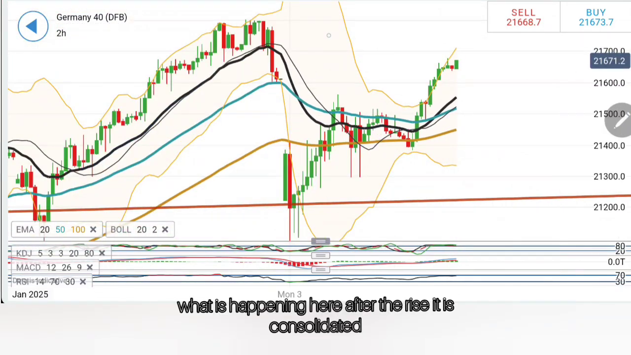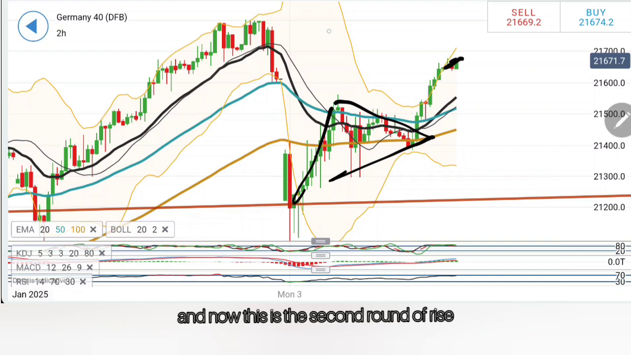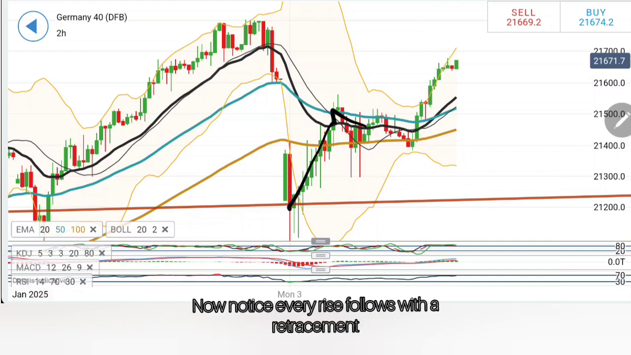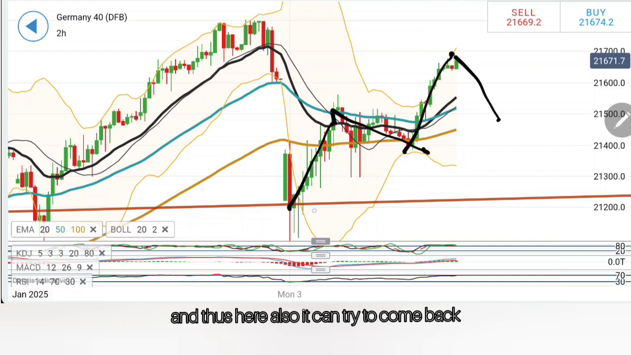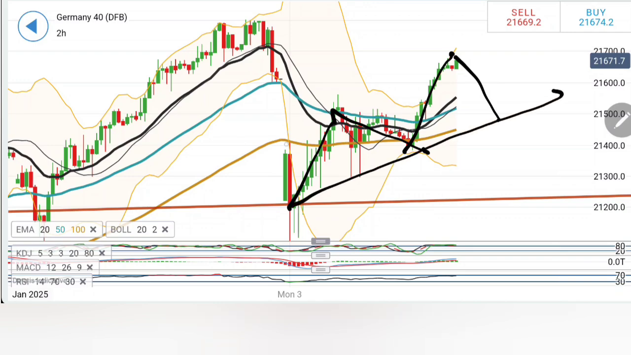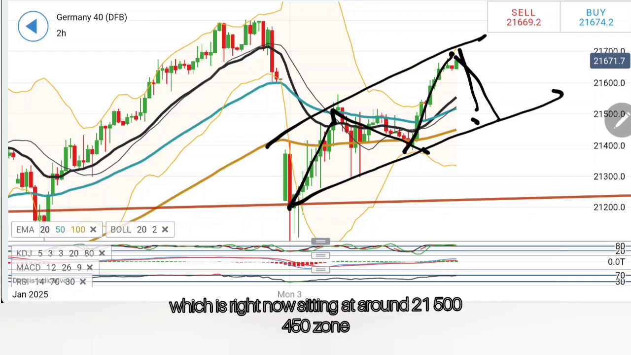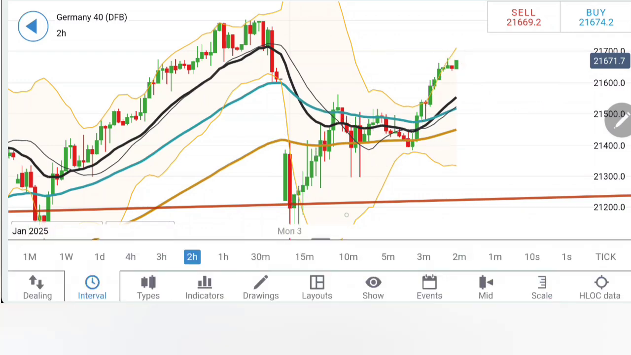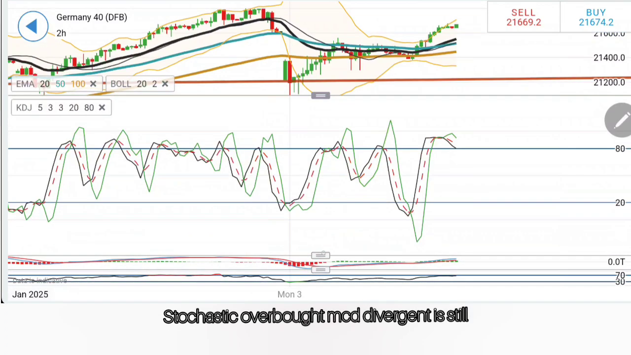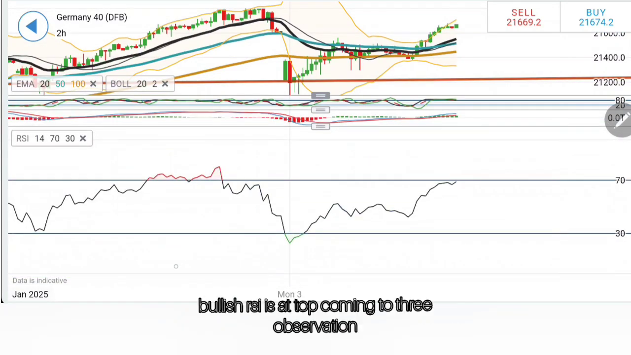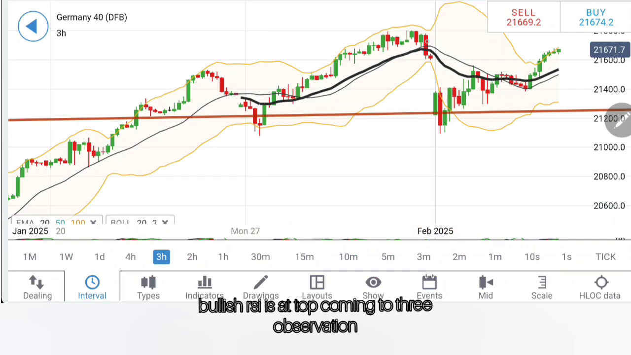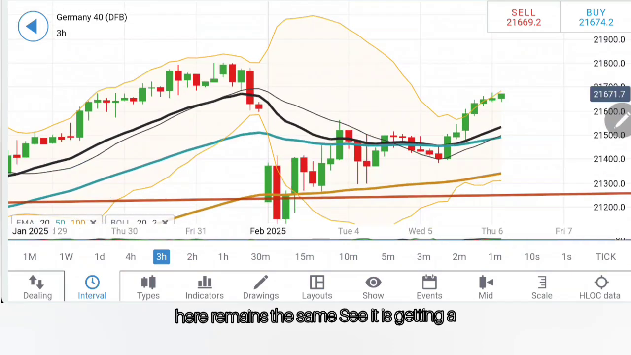Remember, what is happening here is after the rise, it consolidated, and now this is the second round of rise. Now notice every rise is followed by a retracement, and thus here also it can try to come back towards the bottom of this channel, which is right now sitting at around 21,500, 450 zone. Stochastic overbought, MACD divergence is still bullish, RSI is at the top. Coming to 3 hours, the observation here remains the same.